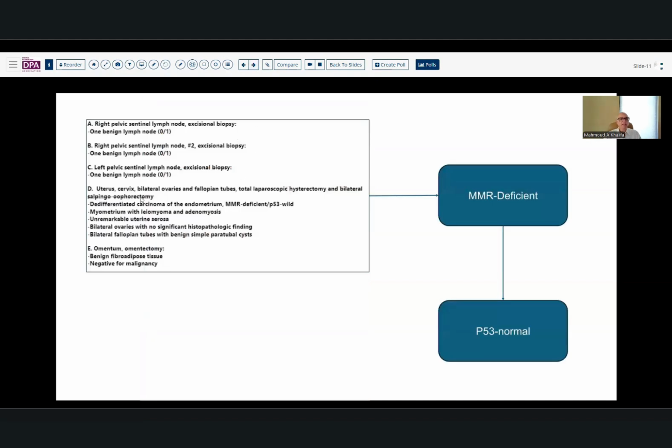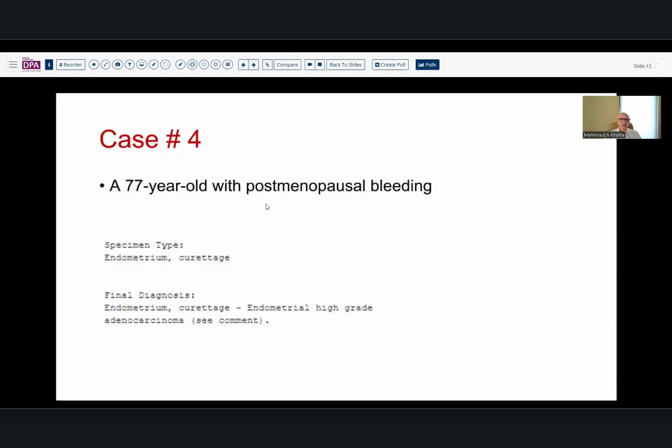So this case was signed out as dedifferentiated carcinoma, MMR deficient, P53 wild. Again, MMR deficient, this patient will receive checkpoint inhibitor. P53 wild, that means it is not carcinosarcoma and it is not serous carcinoma. Look at this case, case number 4, a 77-year-old with postmenopausal bleeding. The biopsy was just signed as endometrial high-grade cancer, and probably there was a comment about P53, about everything else.